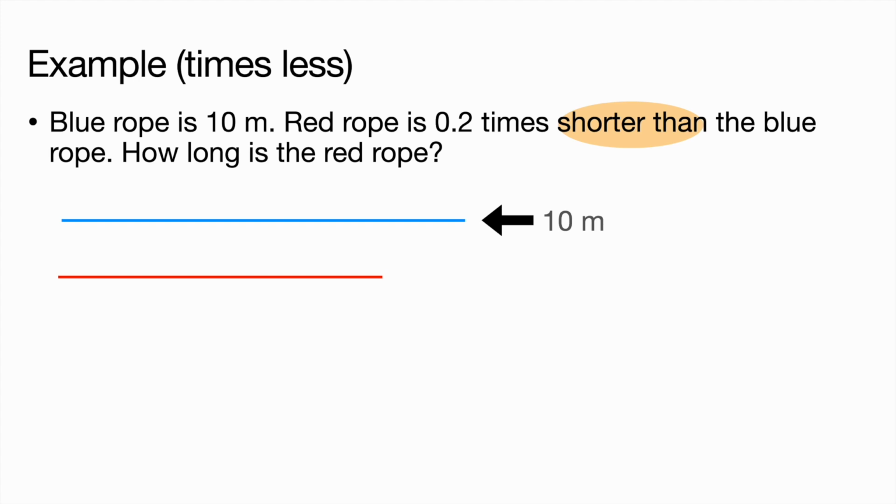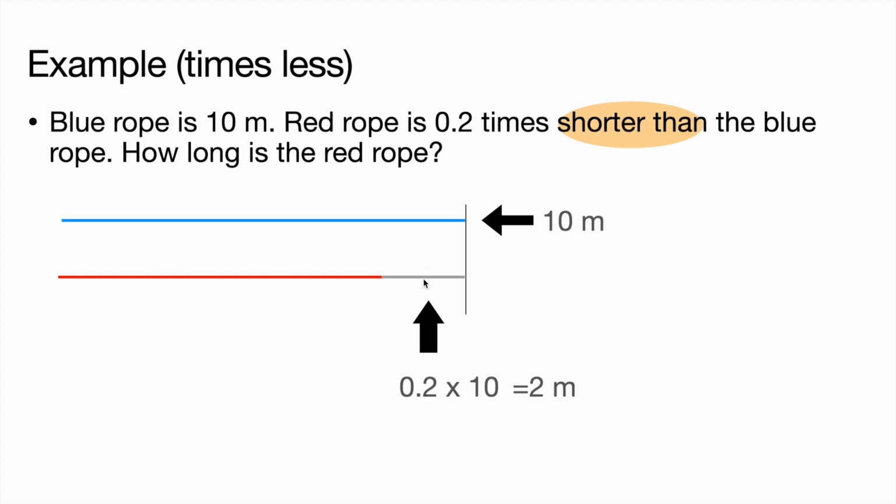We also know that if we draw a vertical line, this shorter part, I use the gray line to represent that because it's not part of the red rope. So for this gray part, we know that it's 0.2 times the length of the blue rope, which is 10. So 0.2 times 10 is 2 meters. So this gray part here is 2 meters.